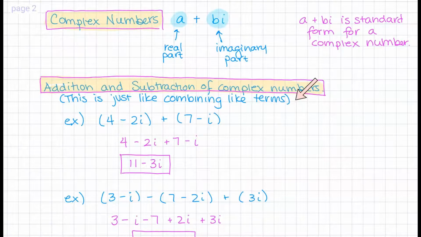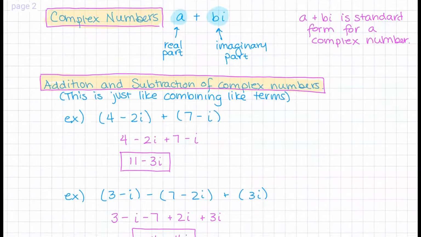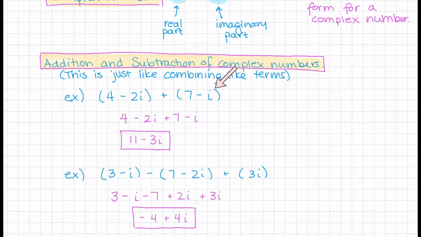Good news is this is just like combining like terms. So look at this example. We have this one complex number, 4 minus 2i, and we're going to add this complex number, 7 minus i. Just combine your like terms. 4 plus 7 is 11, and negative 2i minus i is negative 3i. And again, you put the real and then the imaginary part, a plus bi.